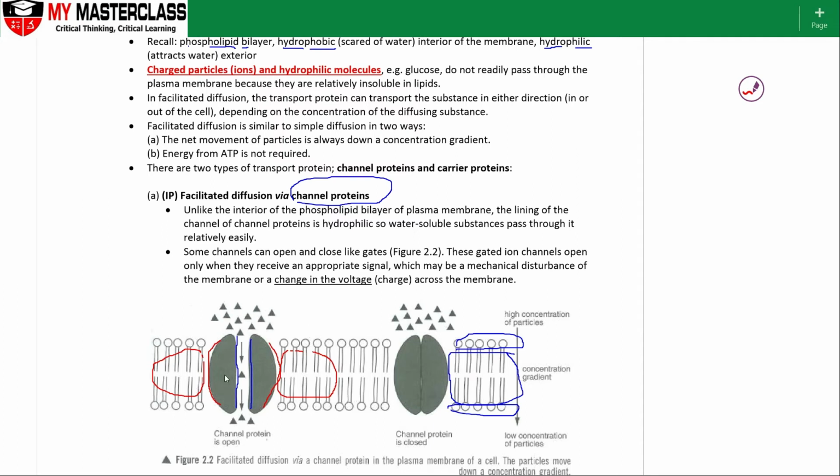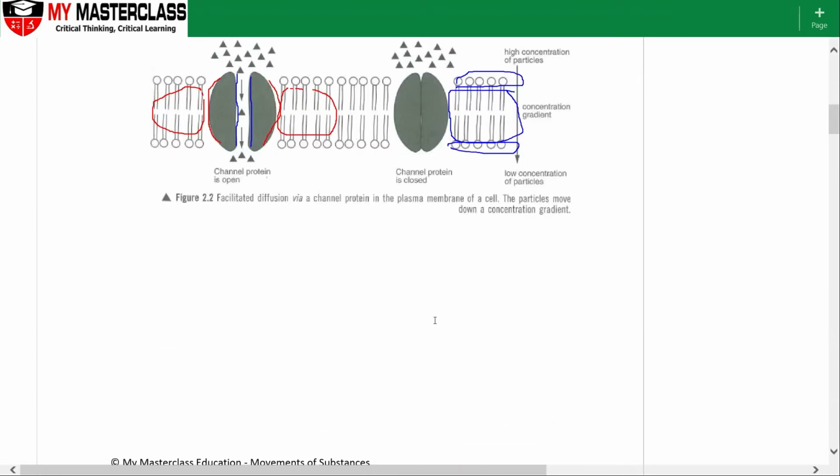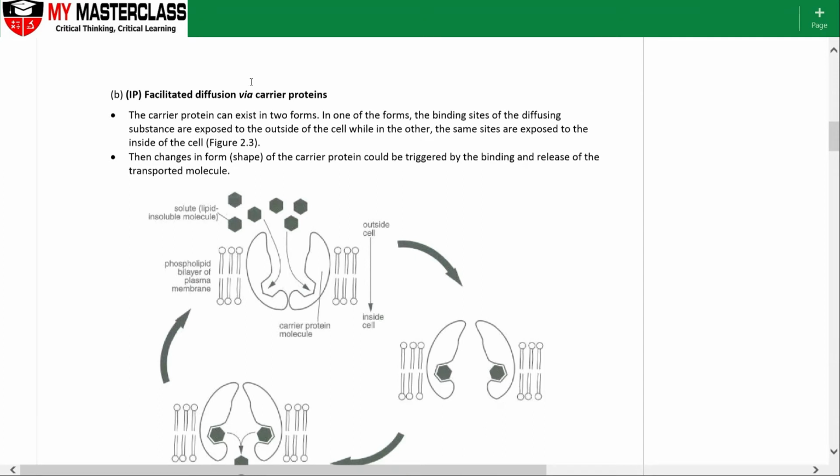Once these are open, it goes in, and then after that it closes if it isn't time to open. Some of these channels open and close like gates. Gates meaning to say that they will receive a signal. So for example, it receives a charge or a particle to signal it to open, and once it receives that signal, it opens up and substances flow in. When the signal shuts off, the channels will close by themselves, and therefore the particles can no longer enter in. So you have got facilitated diffusion.